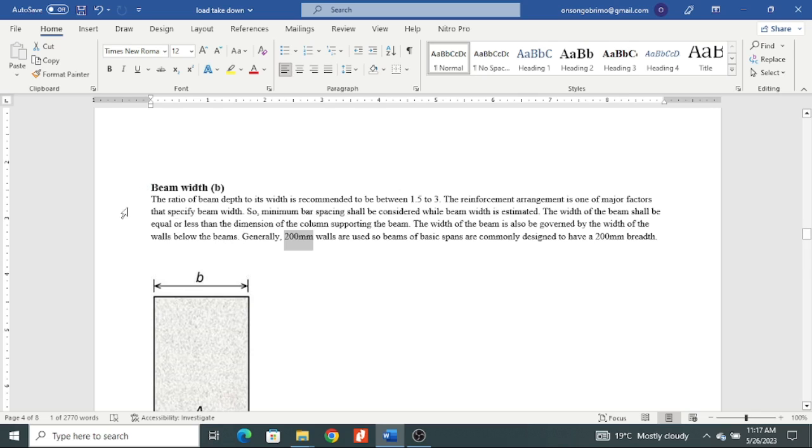So for this beam width, it's very important, and actually the code requires that the ratio of the depth to the width to be between 1.5 to 1.3. So once you increase the width, sometimes it forces you to also increase the depth.